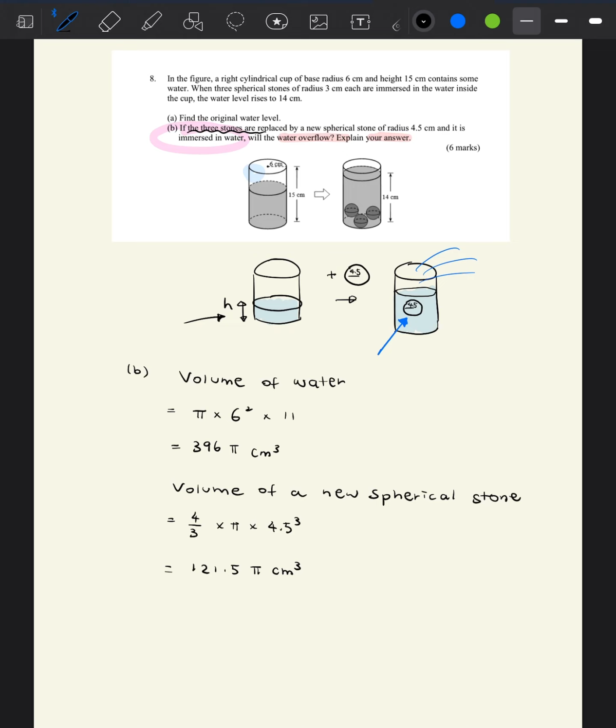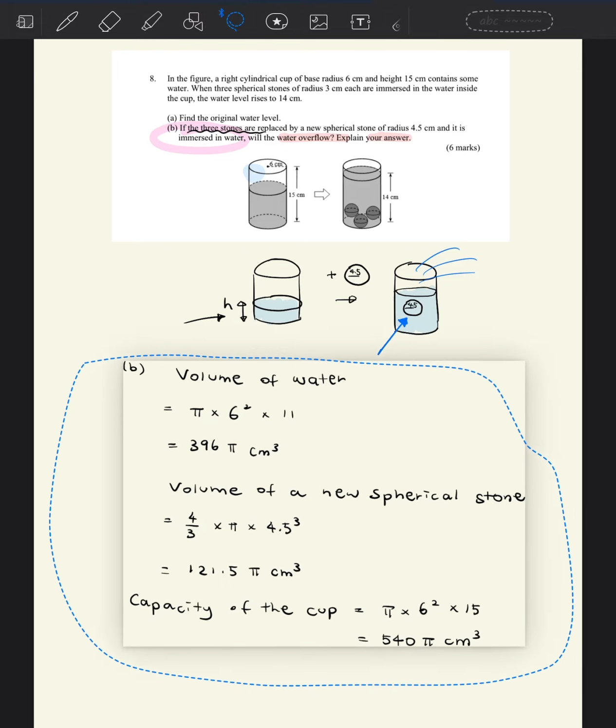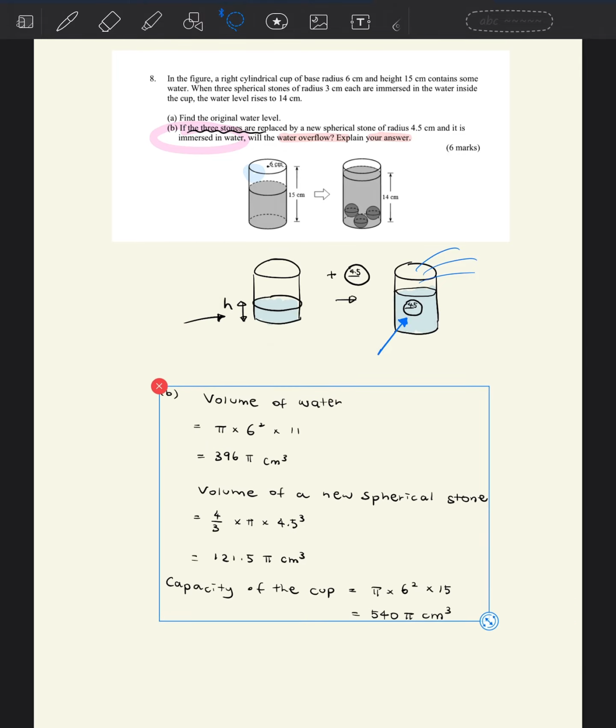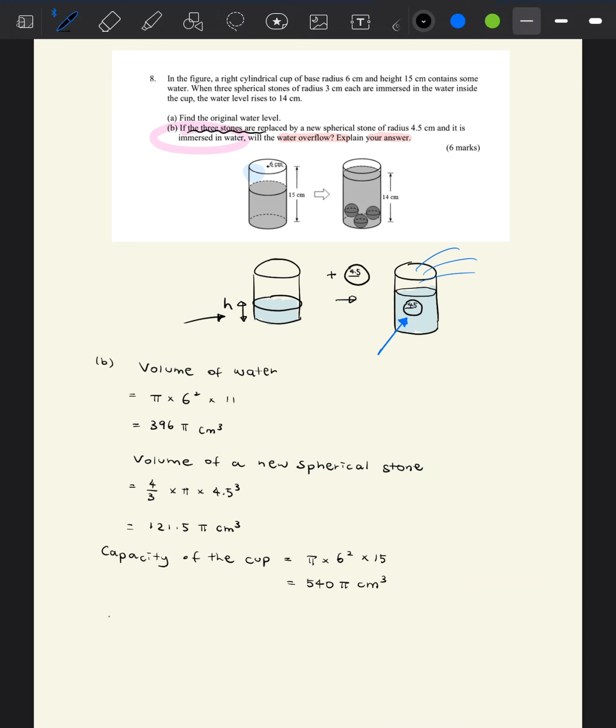So now you have to find the capacity of the cup, so that when you add the volume of the water and the stone, you can compare with the capacity of the cup. So we want to know how big the cup actually is. So the cup, again, is a cylindrical cup, so it's pi times r squared, and the height of this cup is 15, so 540 pi cm cube. So now we have to compare it, and we will compare it by comparing the volume of water and the stone together.